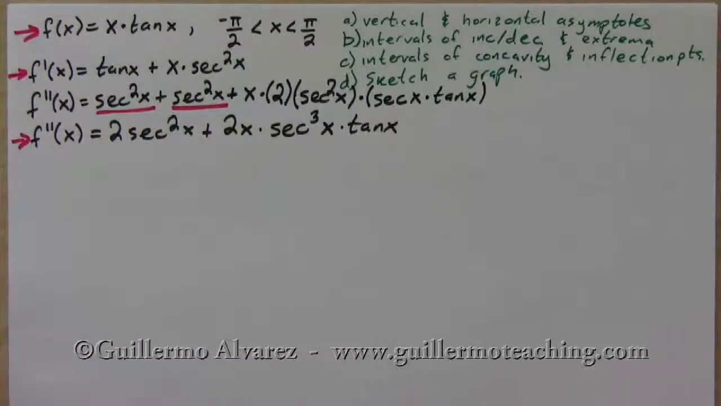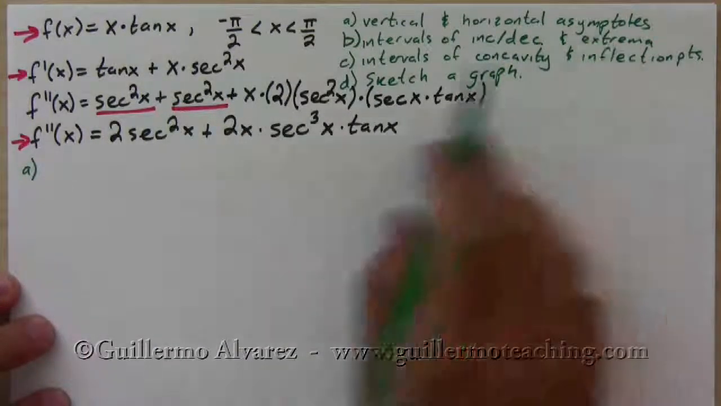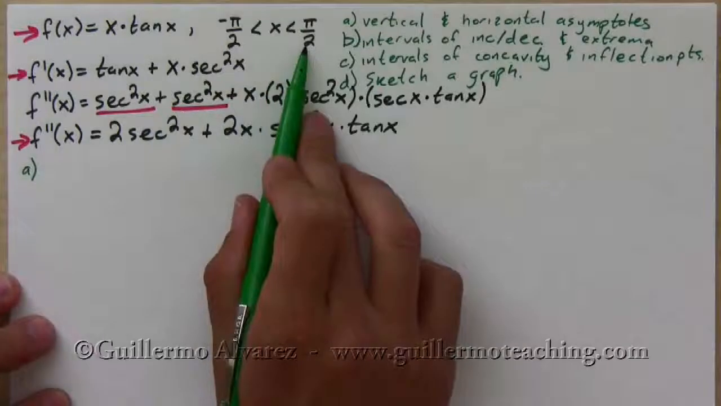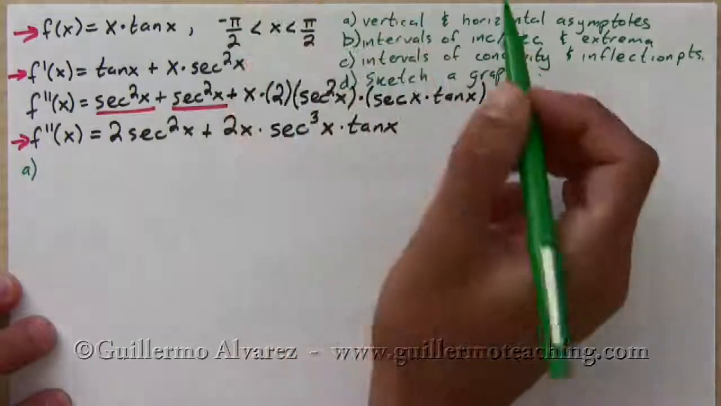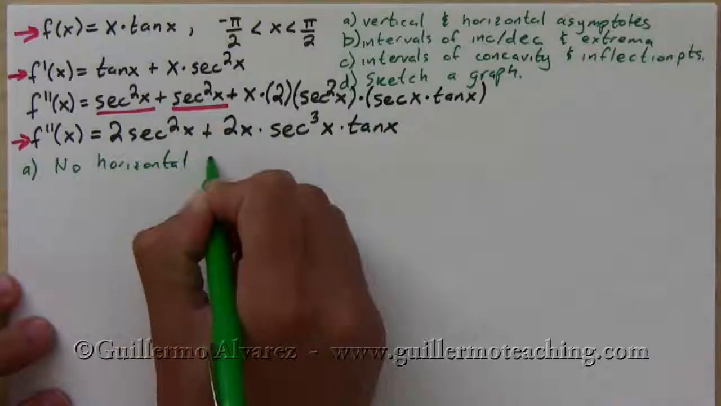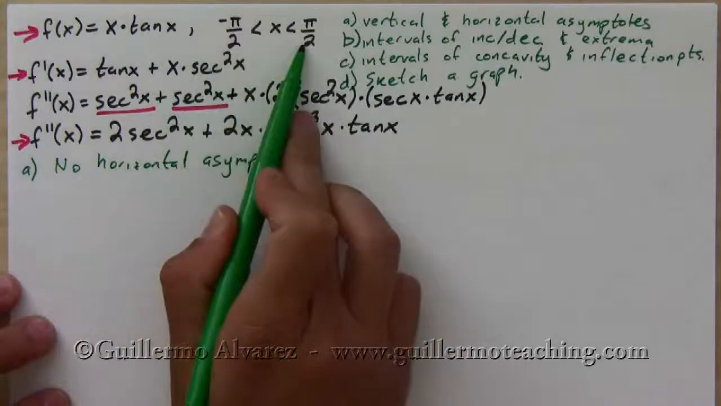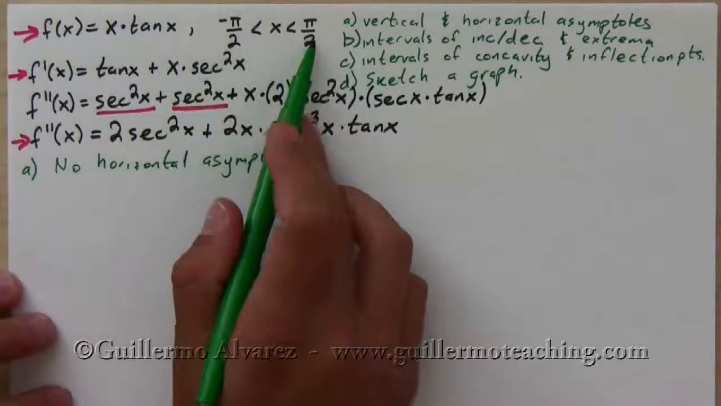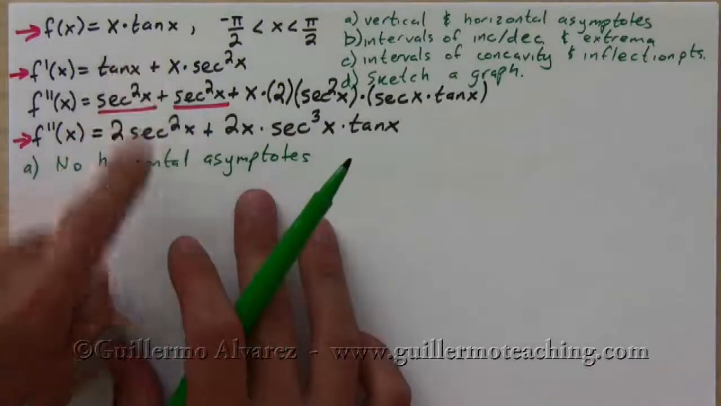Okay, so to find the vertical and horizontal asymptotes, well, first of all, we notice that horizontal asymptotes, it's not relevant, because to find the horizontal asymptotes, you take the limit as x goes to infinity and negative infinity. But here, the domain is already restricted, so it doesn't apply to find the horizontal asymptotes. If it wasn't restricted in the domain from minus pi over 2 to pi over 2, then we would take the limit to infinity and negative infinity and see where this goes.